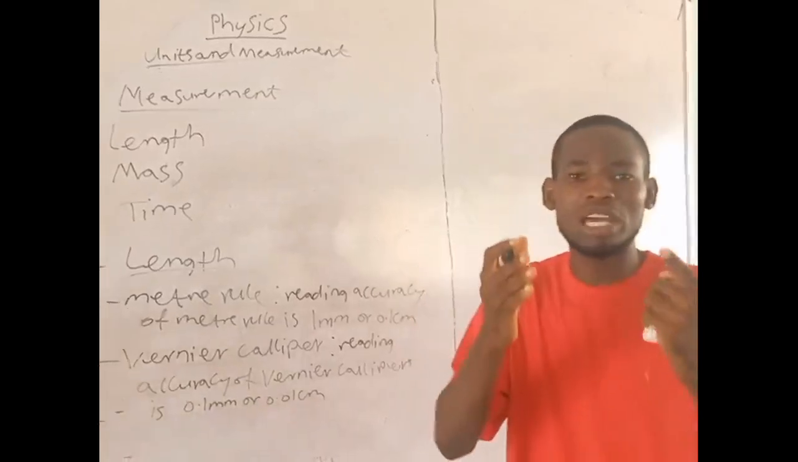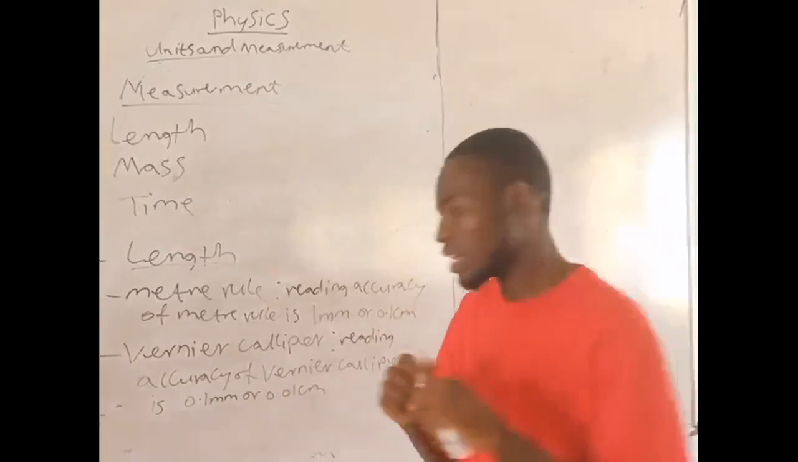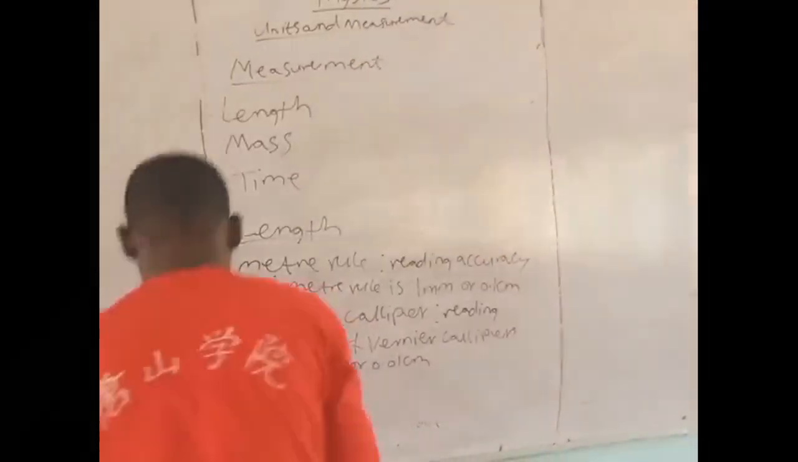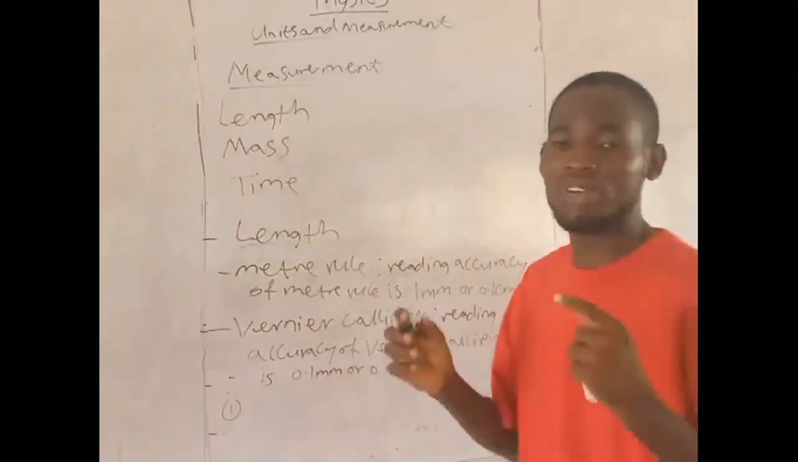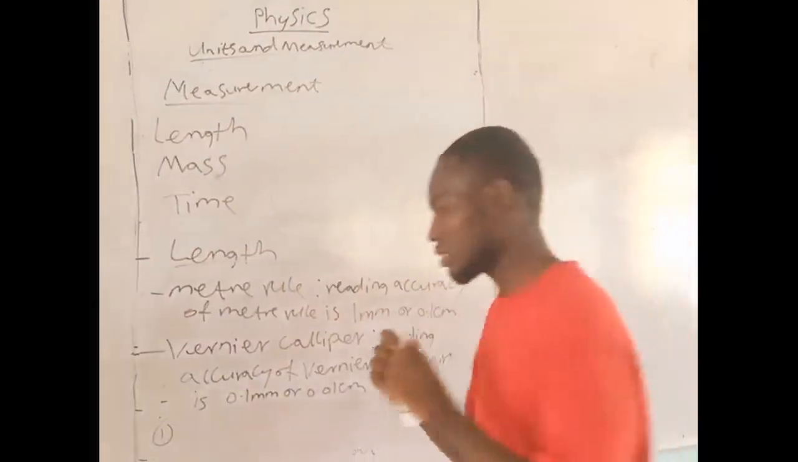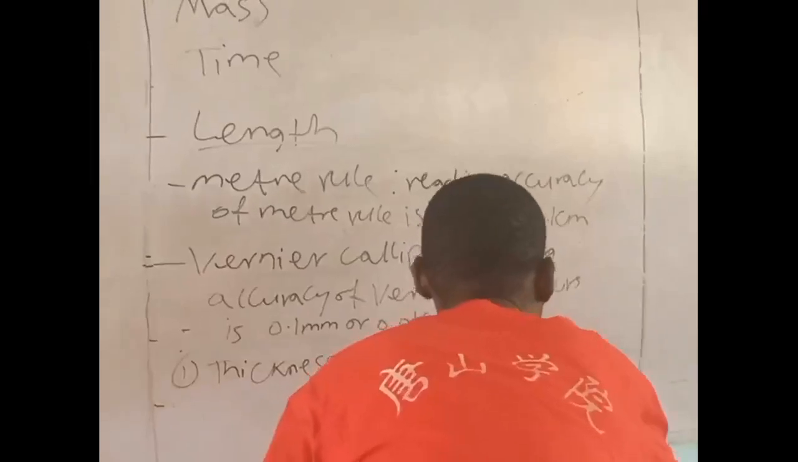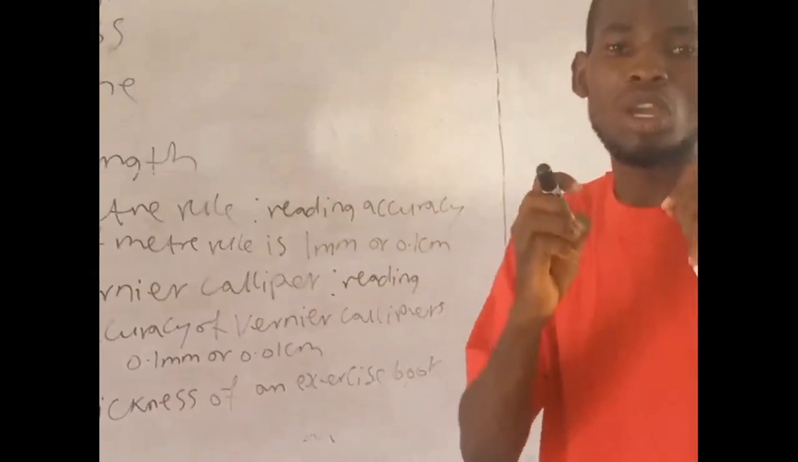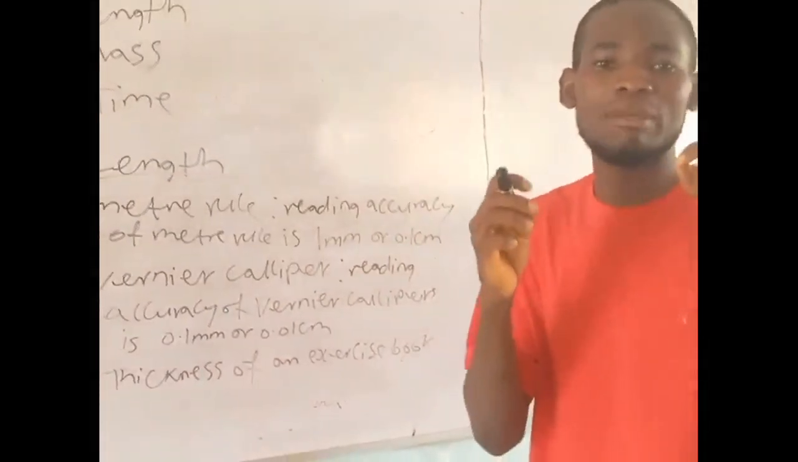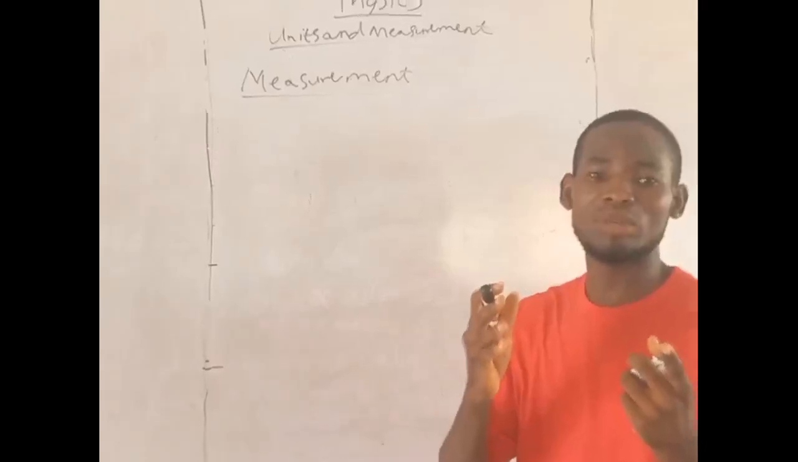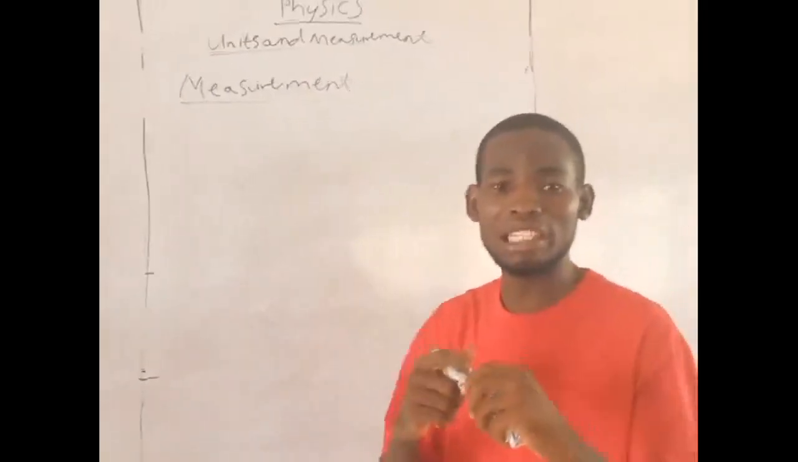Now, what are the things you can use the vernier caliper to measure? Number one, you can use the vernier caliper to measure the thickness of a paper. It can be used to measure the thickness of an exercise book. It can also be used to measure the internal and external diameters of pipe. Another thing you can use the vernier caliper to measure is the diameter of a rod.